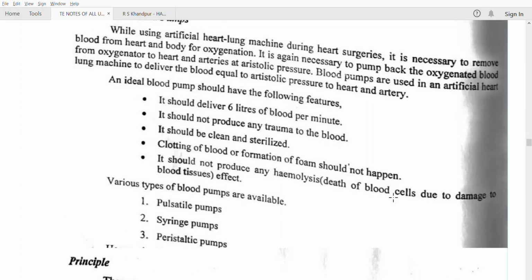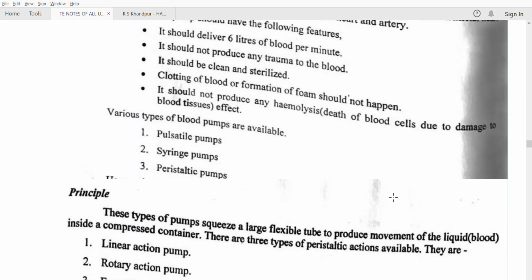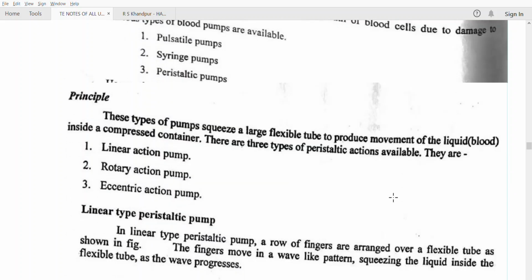And the needs of the blood pump: it should deliver 6 liters of blood per minute, that is the required cardiac output, and it should not produce any trauma to the blood. It should be clean and sterilized. Clotting or formation of foam should not happen. It should not produce any hemolysis, that means death of the blood cells should be avoided. What are the different pumps: pulsatile pumps, sterile pumps, peristaltic pumps? So what are the linear action, rotary action, and eccentric action?